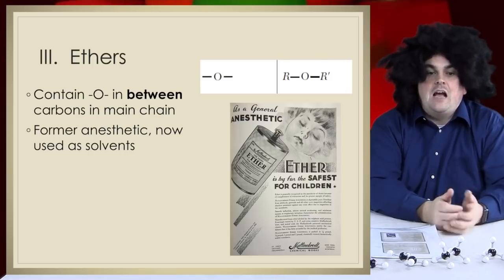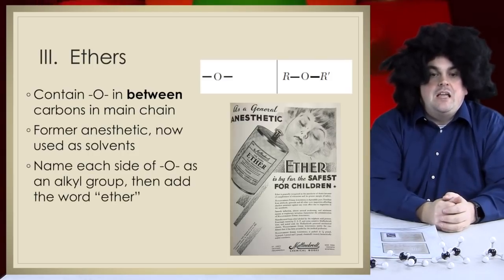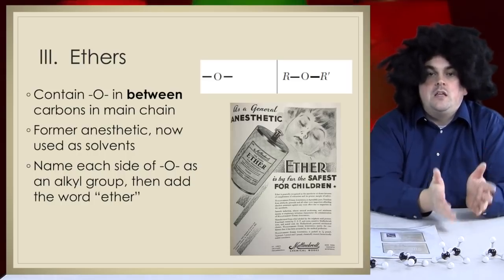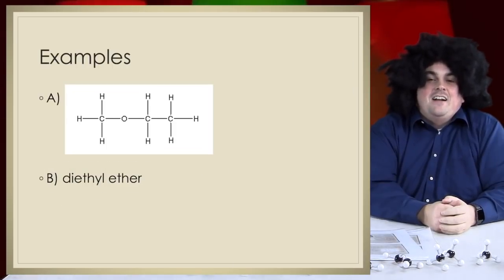Ethers contain O in between carbons in the main chain. Former anesthetic, now used as solvents. Name each side of the O as an alkyl group, then add the word ether. All right, a couple more examples.